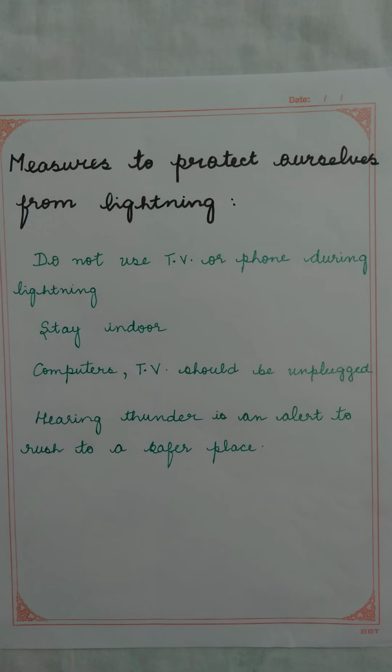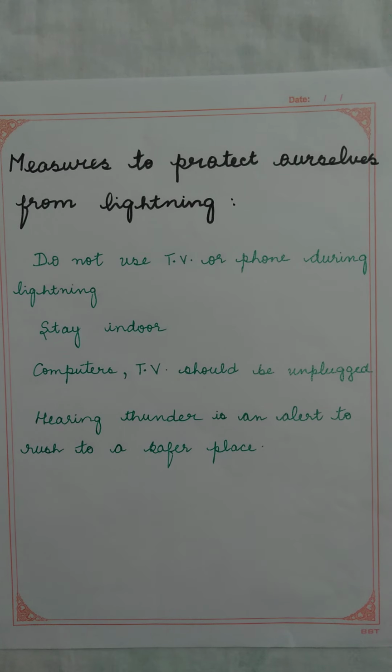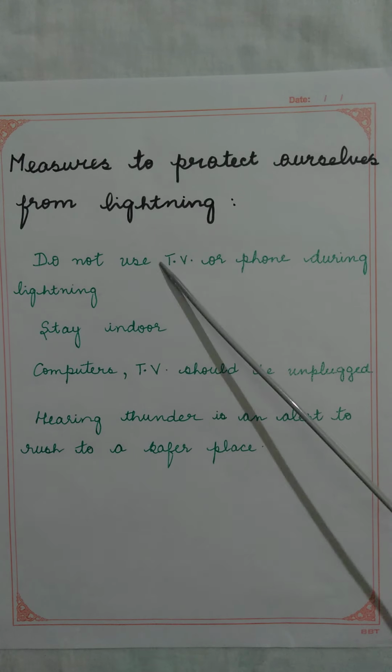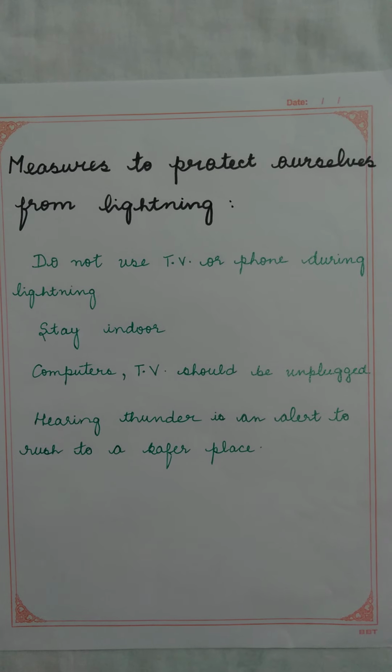If we are inside the house, it is best advisable not to use our mobile phones during the process of lightning. It is advisable that electrical appliances like TV, phone, computers, etc. should be unplugged. Electrical lights can remain on, they do not cause any harm. And hence, during the process of lightning, it is advisable to stay indoors to protect ourselves from lightning.